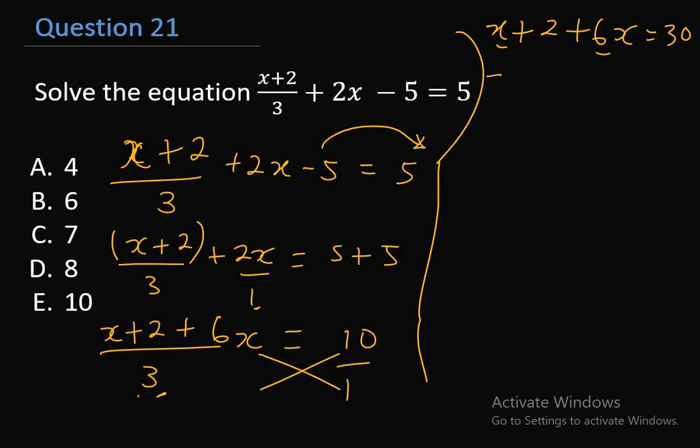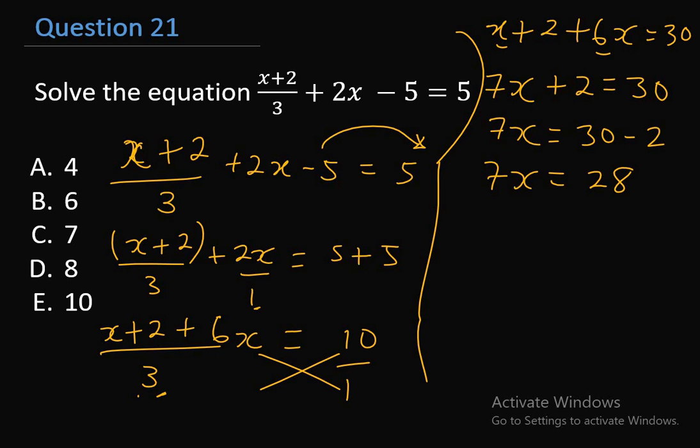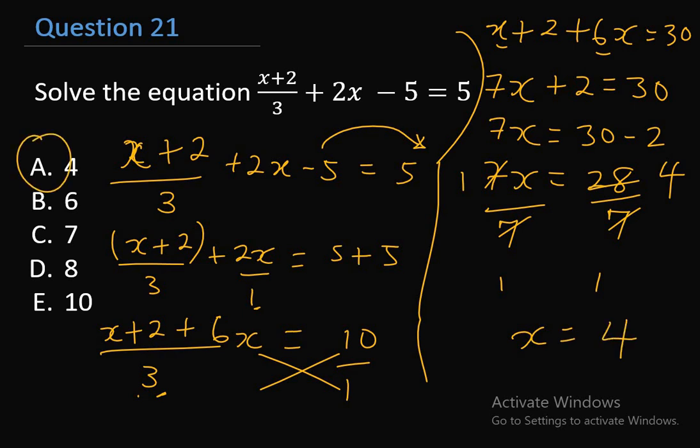6x plus x will give me 7x + 2 equal to 30. Move 2 to the right hand side to give me 7x equal to 30 minus 2. 7x will give me 30 minus 2, 28. Divide both sides by 7. 7 here 1, 7 here 1, 7 into 28 is 4. So x is 4. So the right option is A.